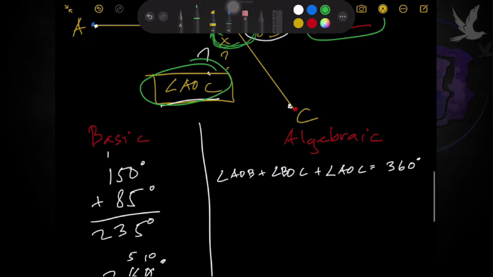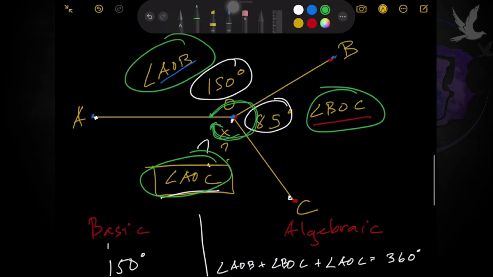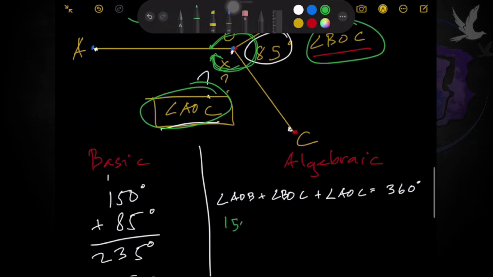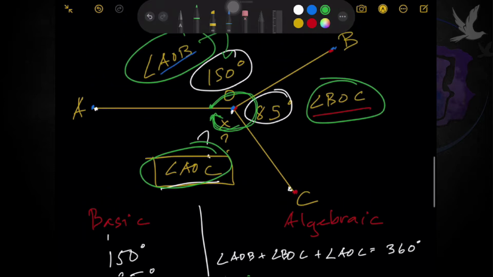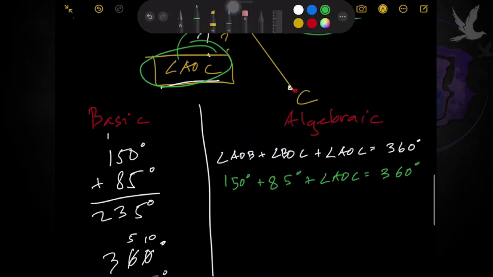Then, all you need to do now is to substitute the value. Angle AOB is equivalent to 150. Angle BOC is equivalent to 85 degrees. And angle AOC is equivalent to unknown. So, wala tayo nyan. We'll just leave it as angle AOC. And these all three are equivalent to 360 degrees.